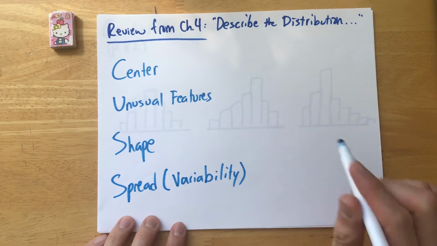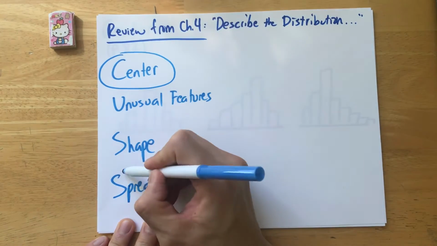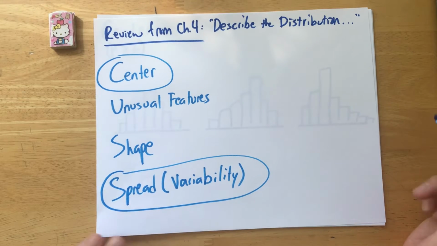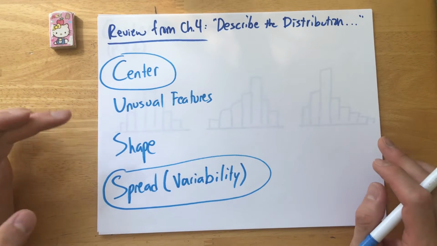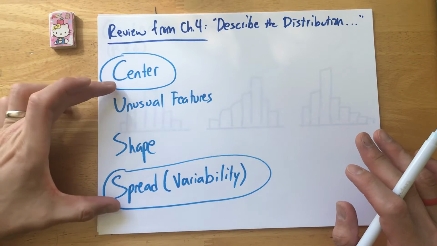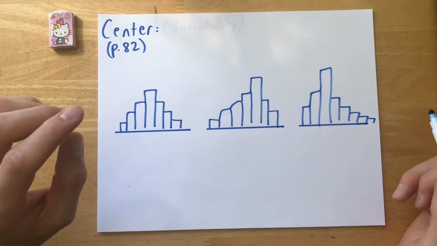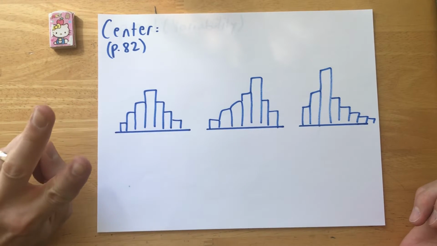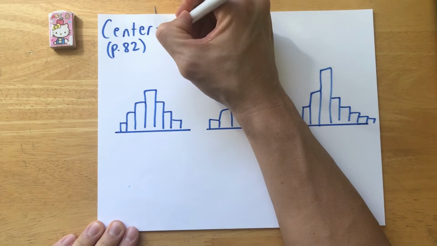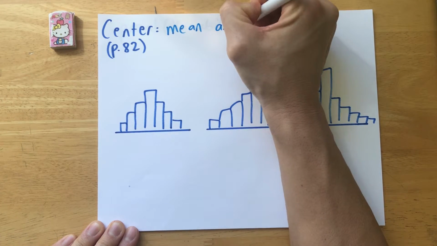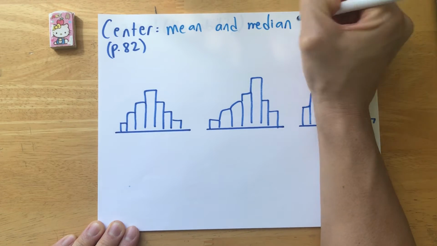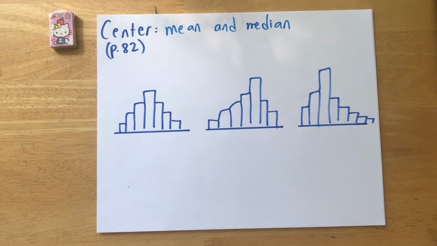So for this chapter, we are going to be focusing in on the center and the spread, okay? Unusual features and shapes, you definitely still need to know those, but for chapter 5, we're going to focus in and zone in on those two. All right. So with center, do you remember there's two measures that we can use to discuss center? Hopefully you remember it's the mean and the median. Okay? So sometimes we can talk about both, other times we cannot talk about both. So which measure should we use? So if you look on page 82, it talks about this.